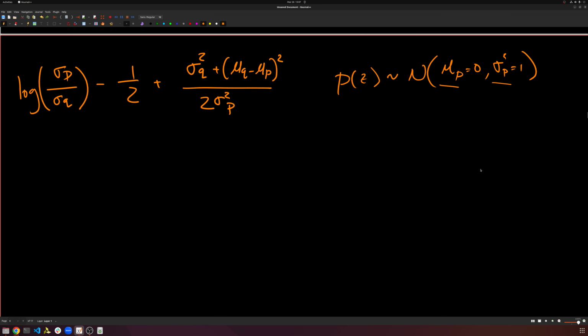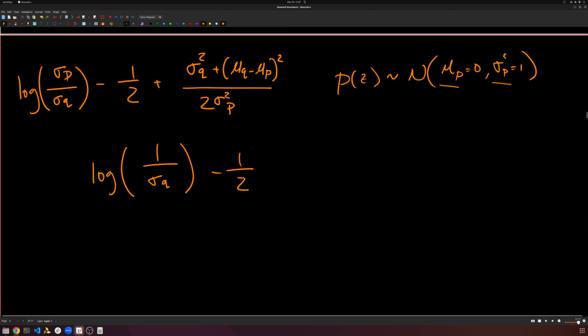So let's do that. So sigma p here is 1. So this is going to be log 1 over sigma q. Minus the half is still the half, so we can leave that alone. Plus sigma squared q is still sigma squared q, so we can leave that alone. In this case, we have mu q minus mu p. Like we said, mu p is 0, so it's really just the square of mu q, so plus mu q squared. And we're going to divide by 2, because this is just 1, so just divide by 2.